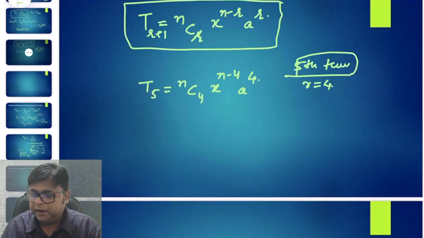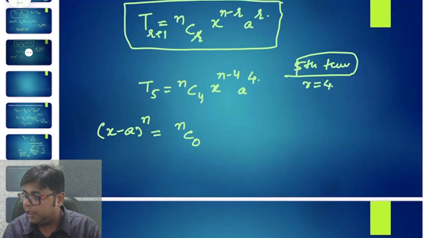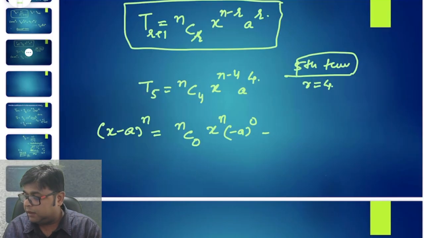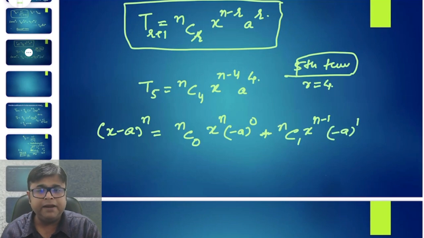Okay, now let us look at another expansion. Now here it is (x minus a) to the power n. If I expand this, I will be getting nC0 x to the power n, minus a to the power 0, minus or plus, okay, nC1 x to the power n minus 1. Now I'll take minus a to the power 1, which will give me a negative term. Minus 1 to the power 1 will be minus a. So the second term will become negative.